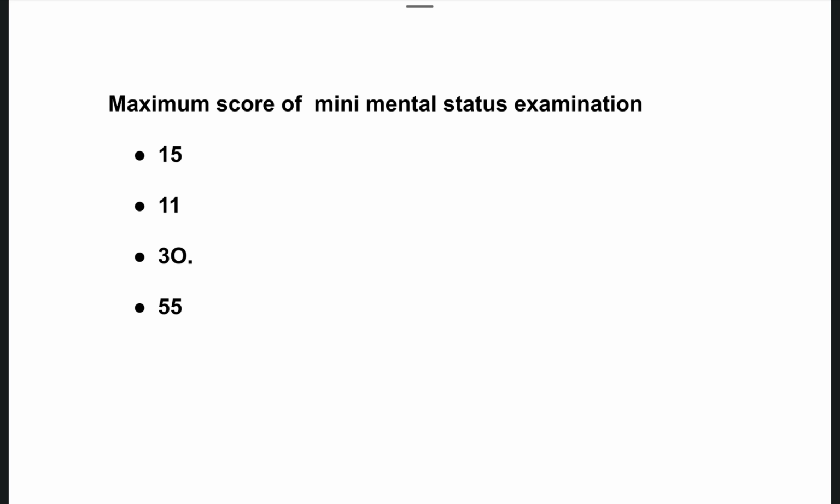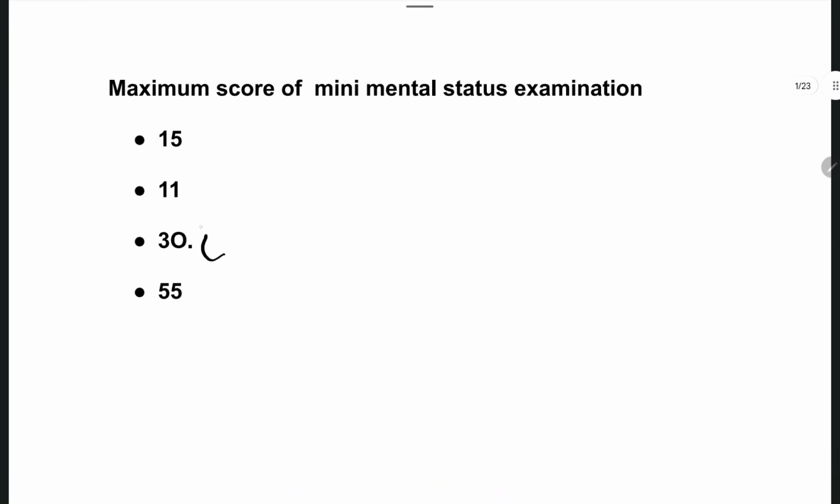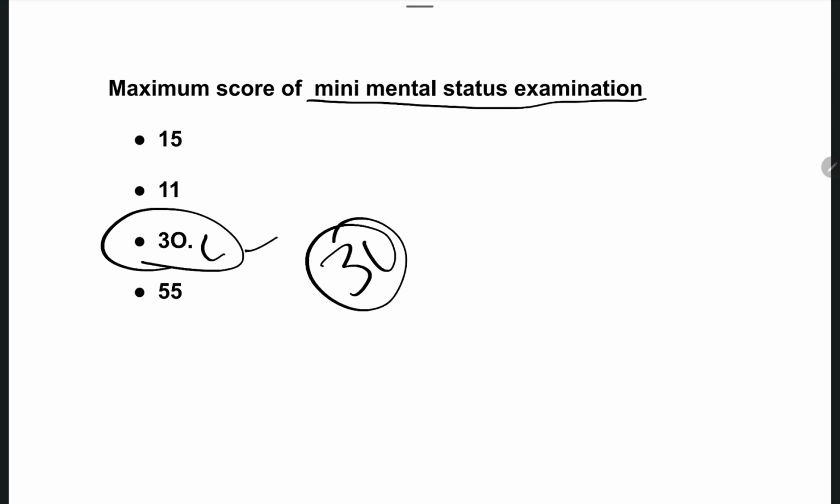So in this video we will see some of the basic questions. The first question is: maximum score of mini mental status examination. Options are 15, 11, 30, 55. The right one is option C, 30. So the mini mental status examination has a score of 30.